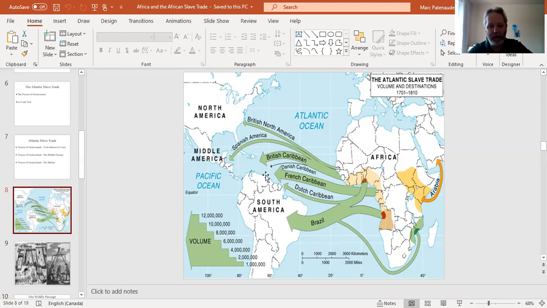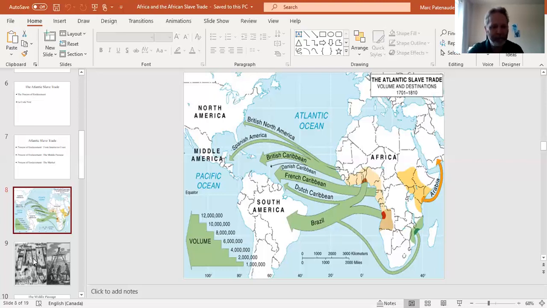smaller numbers going to the French Caribbean, the Dutch, the Netherlands, would have their colonies. British would have their colonies. The Danish would have, Denmark would have their own colonies, as well as Spain and North America. The majority will go to South America, followed by the Caribbean, with a minority, small number, going to British North America.